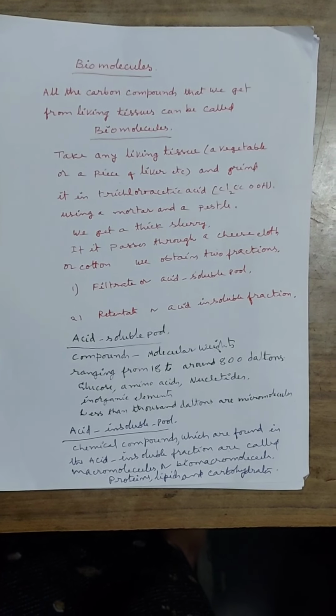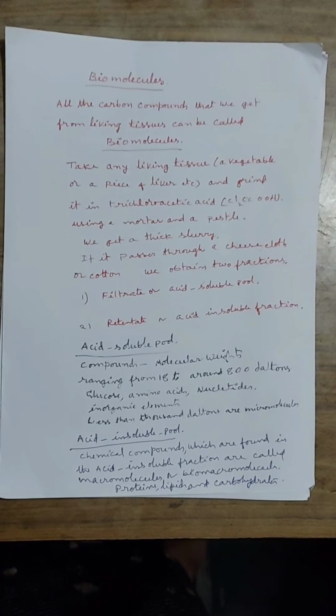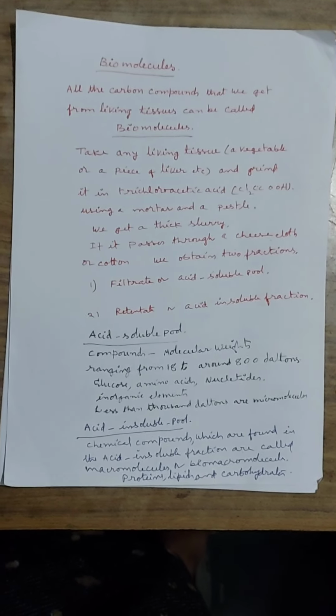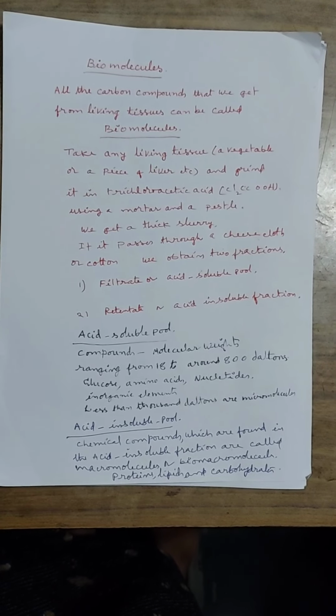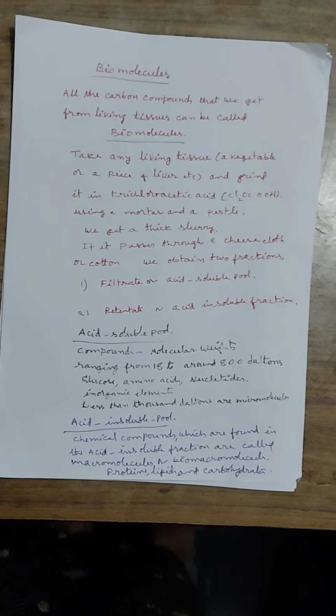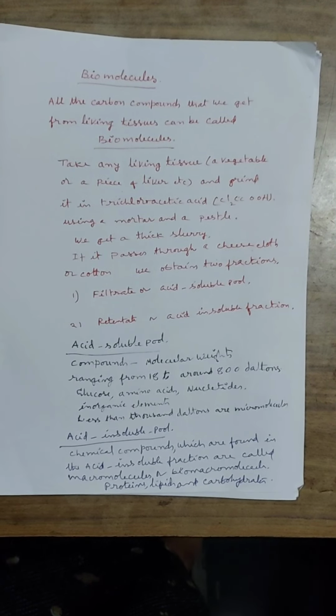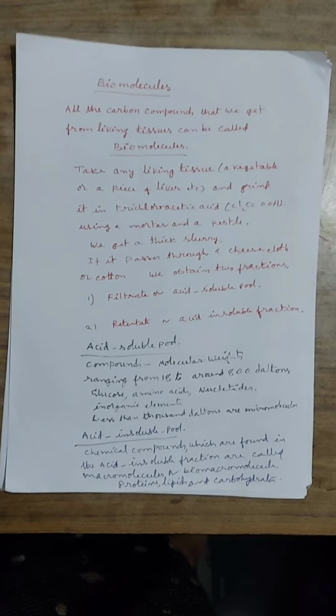Next, the acid insoluble pool, also known as the retentate. The chemical compounds found in the acid insoluble fraction are called biomacromolecules, also known as macromolecules. These are proteins, lipids, and carbohydrates.